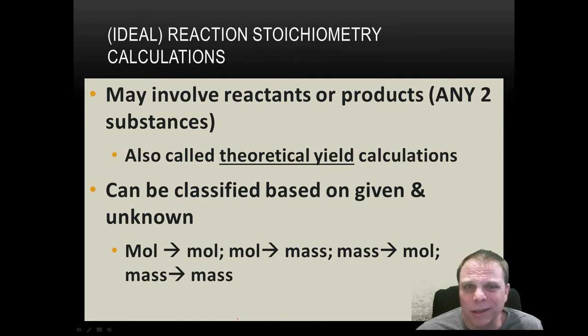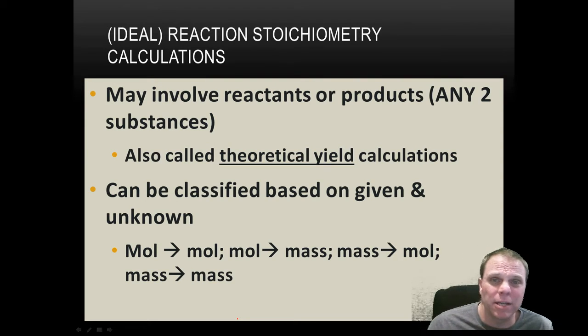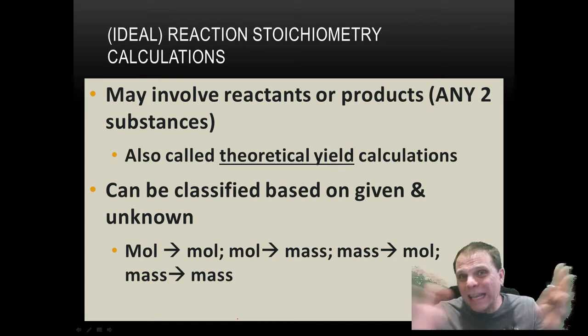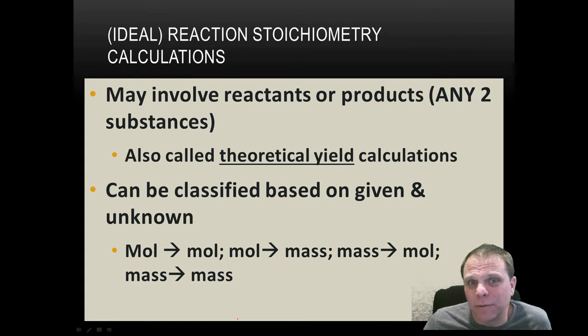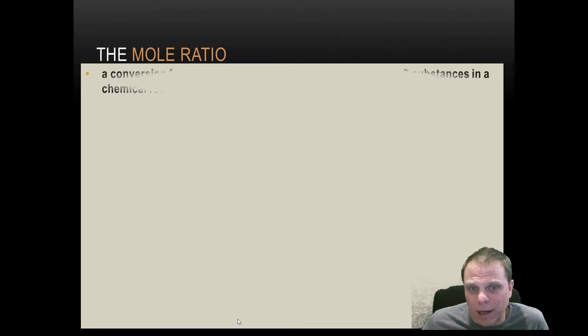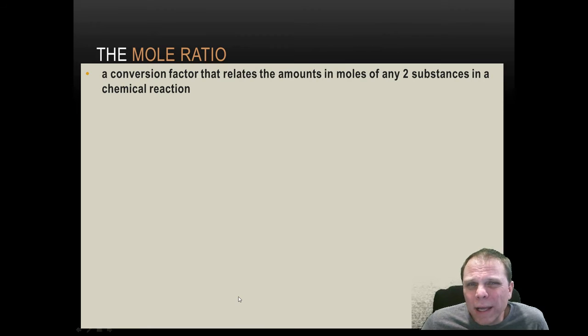Now, this is also called the theoretical yield calculation. Stoichiometry is dealing with the theoretical amounts that we're going to be getting, right? And so we can go from moles to moles, from moles to mass, from mass to moles, or from mass to mass. We can use any sort of calculation between any of these different types of our reactants and products, right? And so what is a mole ratio?